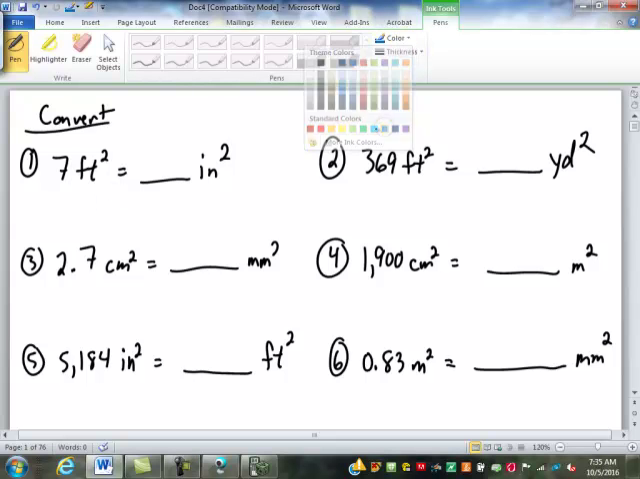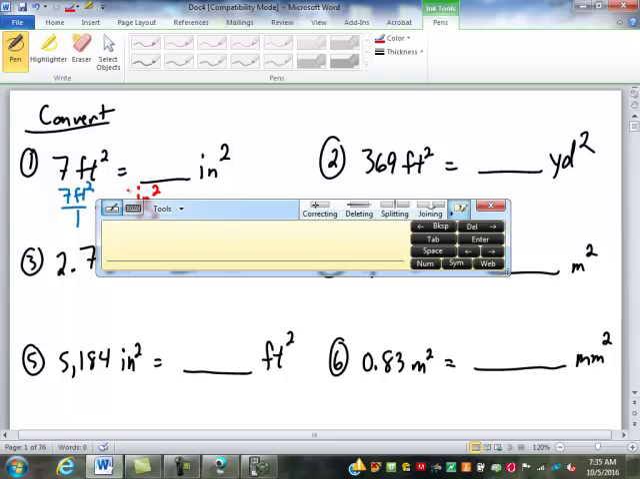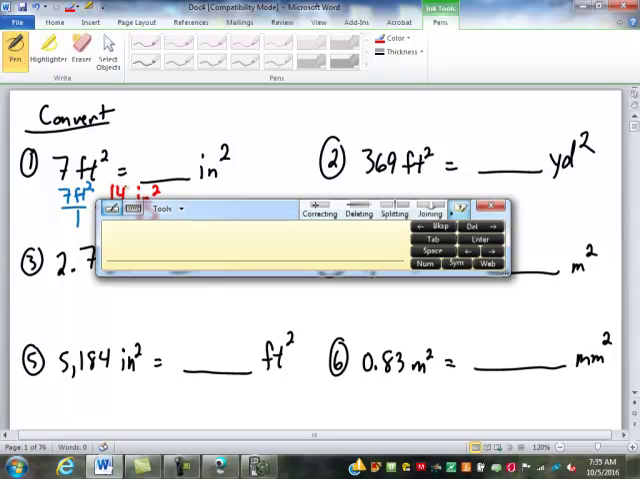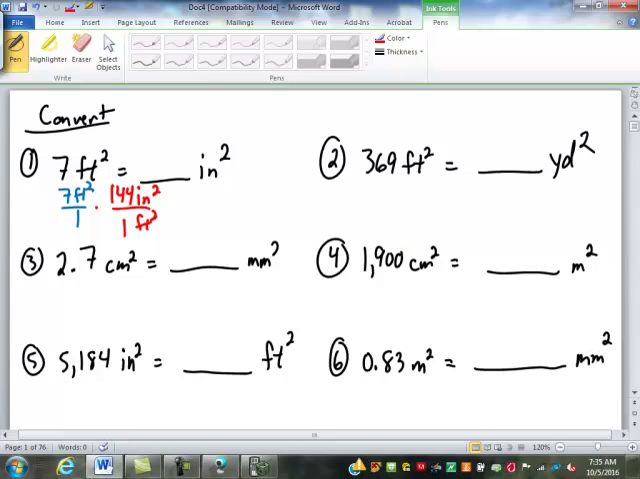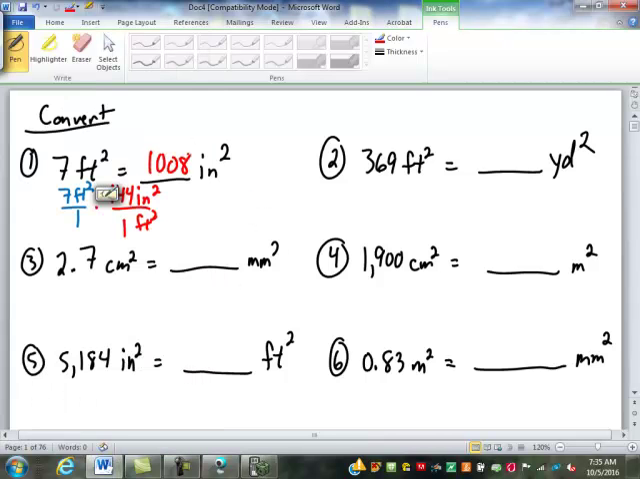Okay, so for the first one, 7 square feet into square inches. Put 7 square feet over 1. Square feet will go on bottom, square inches on top. What's the equivalency between square feet and square inches? 1 square foot is 144 square inches. So 7 times 144, 1,008 square inches. Anybody have that?